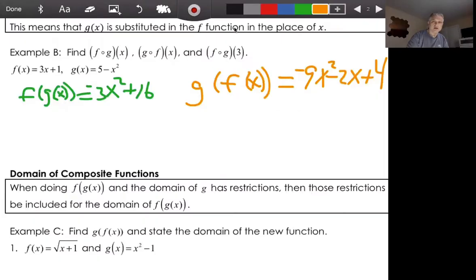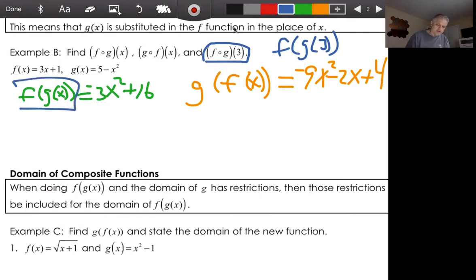So now that we have f of g of x and g of f of x, now we just have one more question to answer here. And that is, what is f of g of 3? So we can write that as f of g of 3, if we wish. I'm going to give you 2 ways of doing this, okay? The first way, since we already have f of g of x, I'm going to take the 3 and I'm going to substitute it for x, because that's what we want.